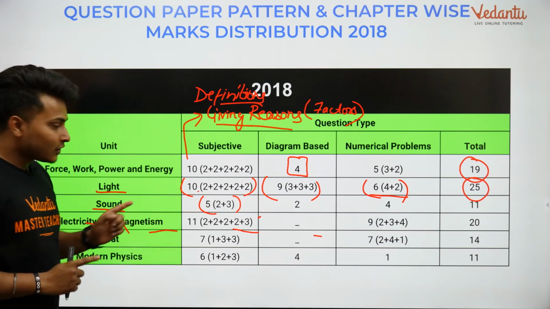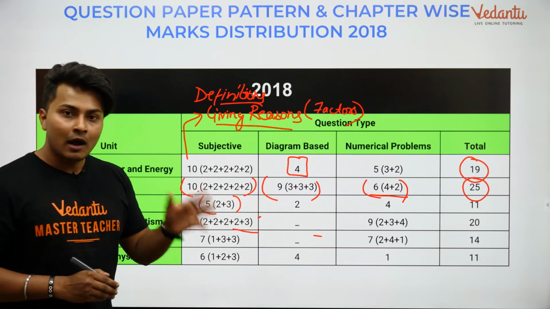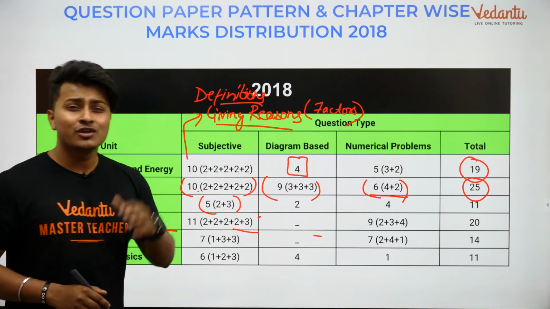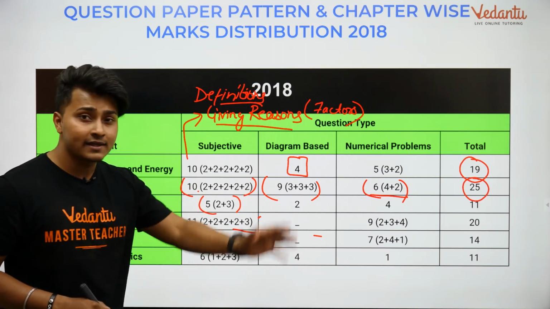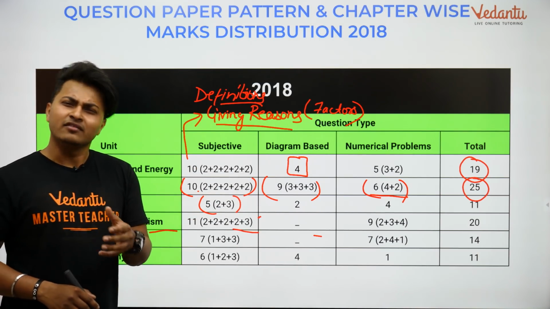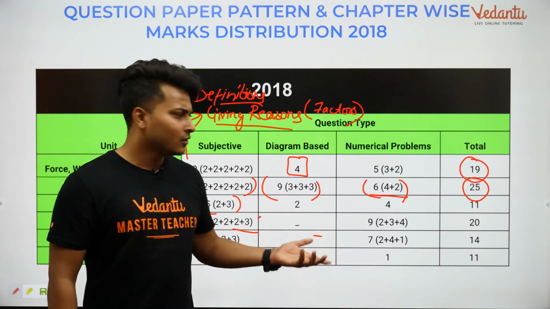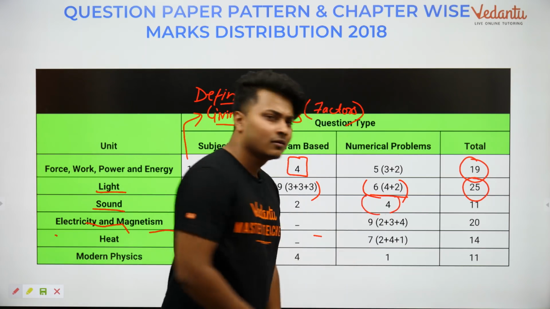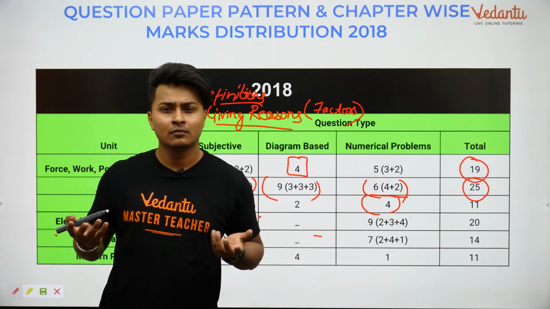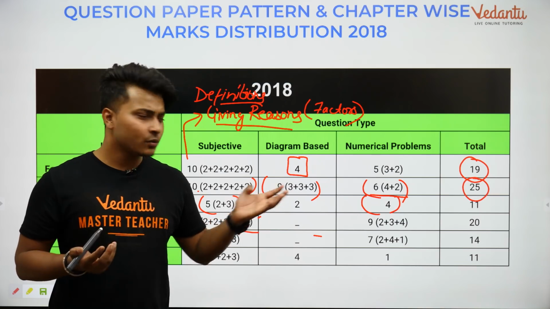So that is done for sound. I told you applications of ultrasound, and then there are applications of echo, applications of reverberation. What is echo? What is reverberation? All these questions are also subjective, pretty important. And is there a numerical in sound? One numerical from echo, 4 marks. One numerical from echo. That's it. A 4 marks question.